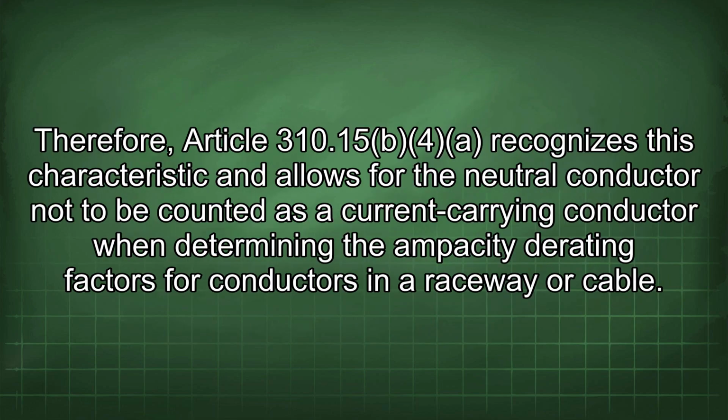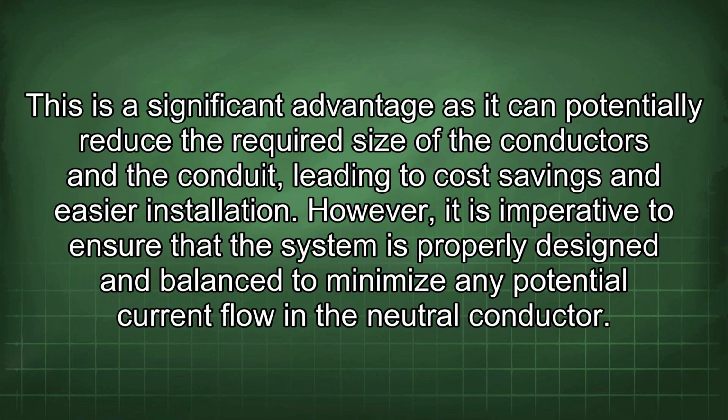Therefore, Article 310.15(B)(4) recognizes this characteristic and allows for the neutral conductor not to be counted as a current-carrying conductor when determining the ampacity derating factors for conductors in a raceway or cable. This is a significant advantage, as it can potentially reduce the required size of the conductors and the conduit, leading to cost savings and easier installation.